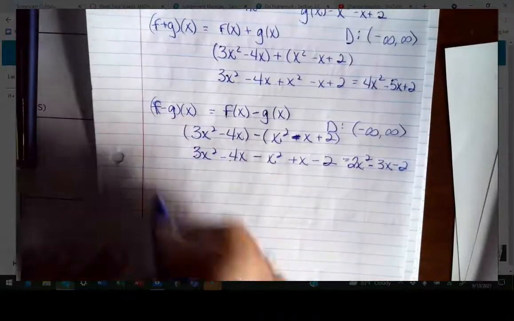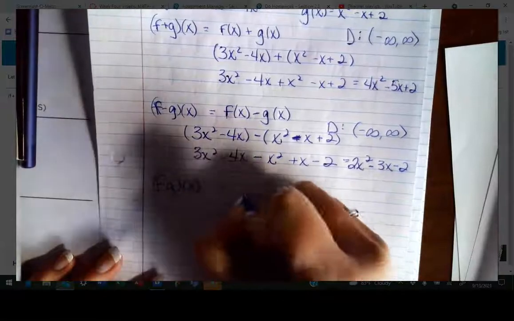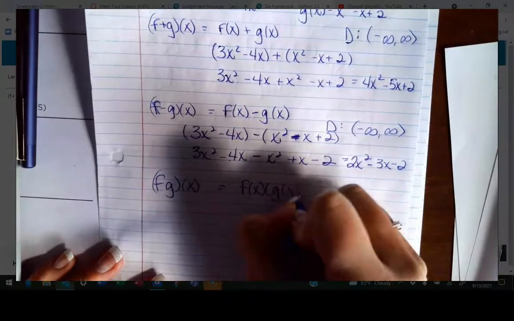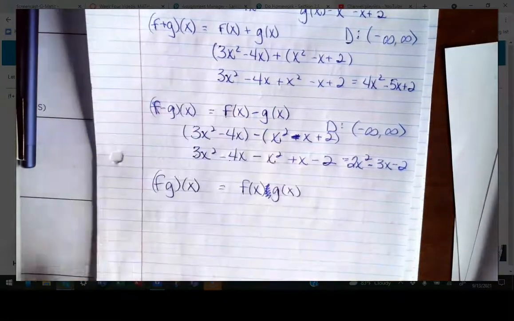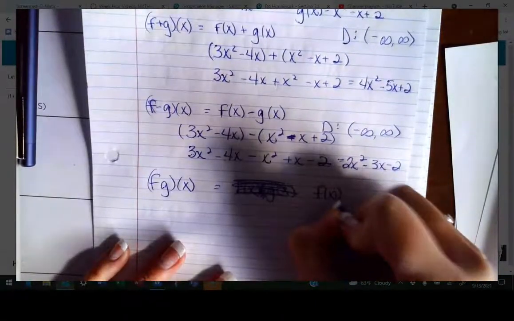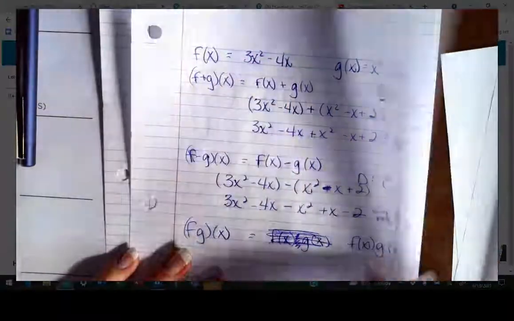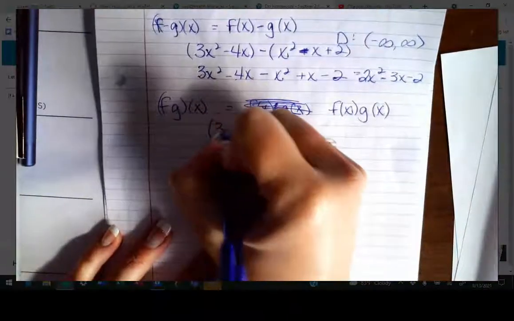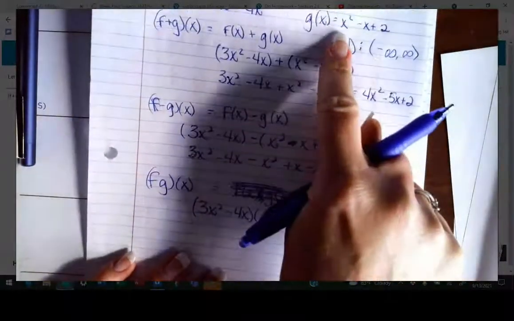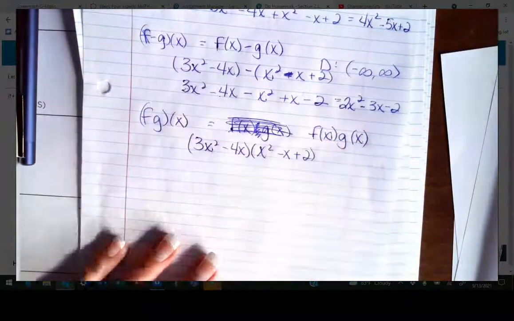So now we're going to do f times g at x. What does that mean? That means f of x times g of x. So let me just rewrite that, because I will need to be more clear. All right. There we go. Okay, so what is f of x? f of x is 3x squared minus 4x. So I have 3x squared minus 4x times, what is g of x? x squared minus x plus 2.